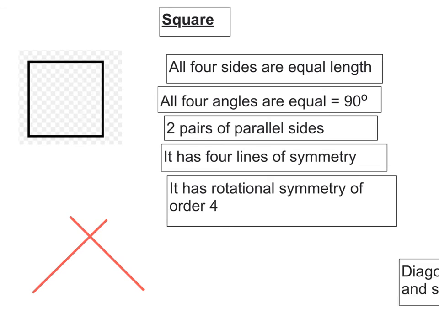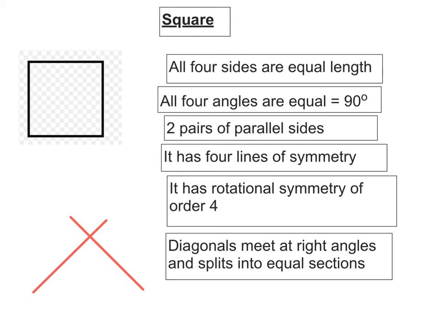And the last property of a square we're going to look at is that the diagonals meet at right angles and split into equal sections. So a diagonal is when you draw a straight line from one corner to the opposite corner, like that one there, and the other diagonal would be this one here. Now what you should be able to see is that where the two diagonals meet, they form right angles, and each of these four line segments are exactly the same size.